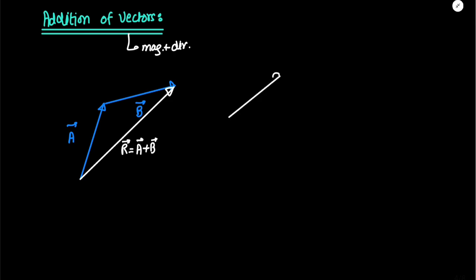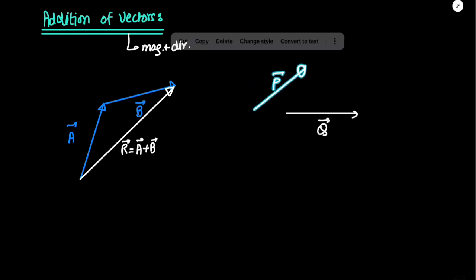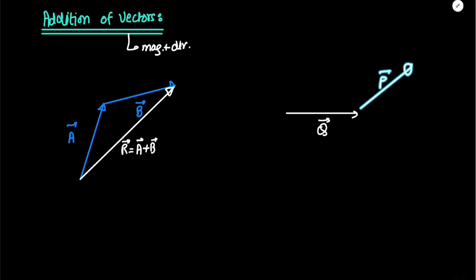So another quick example, let's say this is vector P and this is vector Q. So now I'm going to move P. So I take P and I move it in such a way so that the tail of P is joined with the head of Q, and then I'm going to join the initial point of Q to the final point of P, and this is going to be my resultant vector P plus Q.